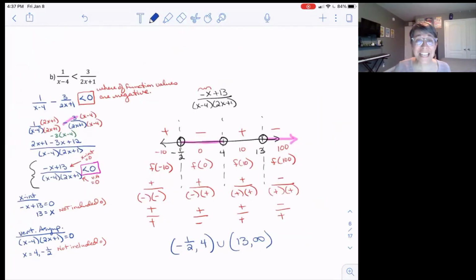All right, so that's it for chapter 3, polynomial and rational inequalities. So just a quick recap: set it equal to 0, find your x-intercepts and or vertical asymptotes if you have them, and then check numbers in all of those intervals to see which intervals are positive and negative and satisfy the problem that you were given.